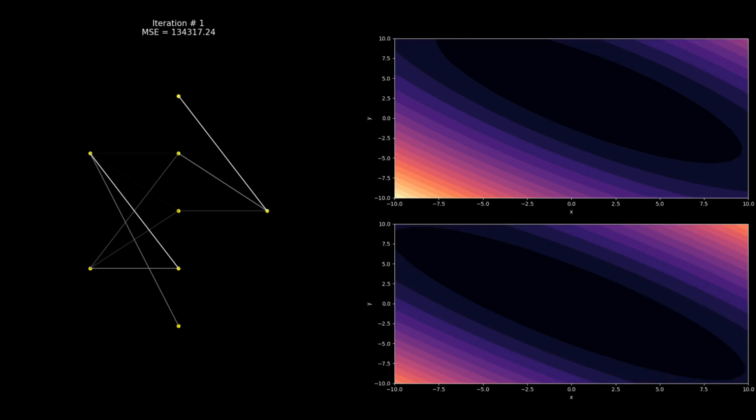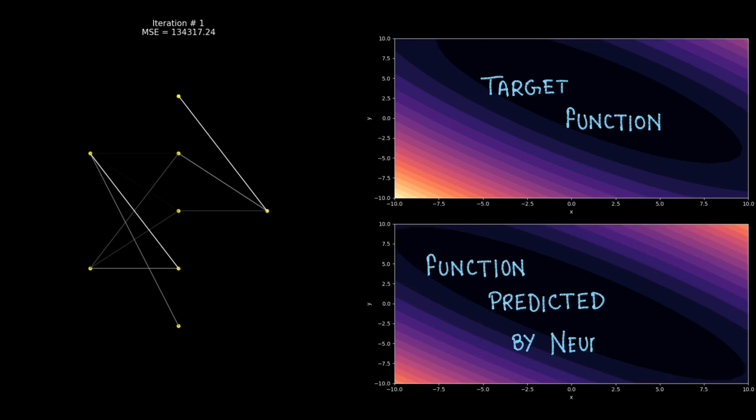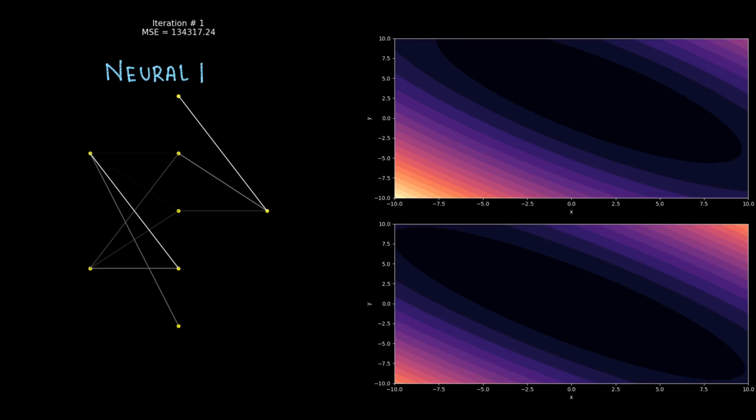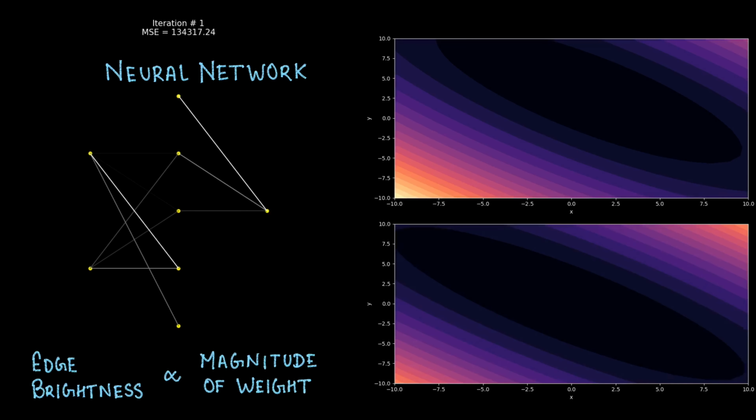In this frame, we'll see the network model under training. To the top right, the window shows the contour map of the target function, the Booth function in this case. Below that, we have the contour map predicted by the neural network for the target function. To the left, we can see the neural network evolving over iterations. The brightness of the edges is a visual measure of the magnitude of the weights for the corresponding perceptron.